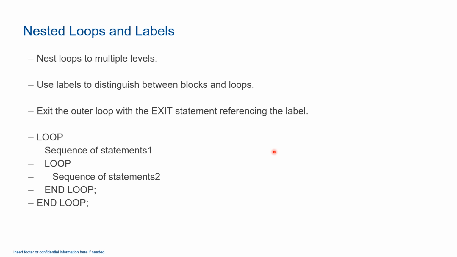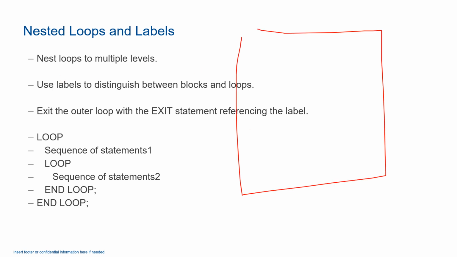Now talking about nested loops. Nested loops are like one loop inside another loop. There are multiple loops. Like here we have a big PL/SQL block where we have a for loop, and then again a for loop, and then again a for loop. So these are nested loops. You can see loop, sequence of statements, loop, sequence of statements, and end loop and end loop. Exit the outer loop with the exit statement referencing the label. So we can write exit here whenever the conditions are met, and then it will exit the first particular loop.